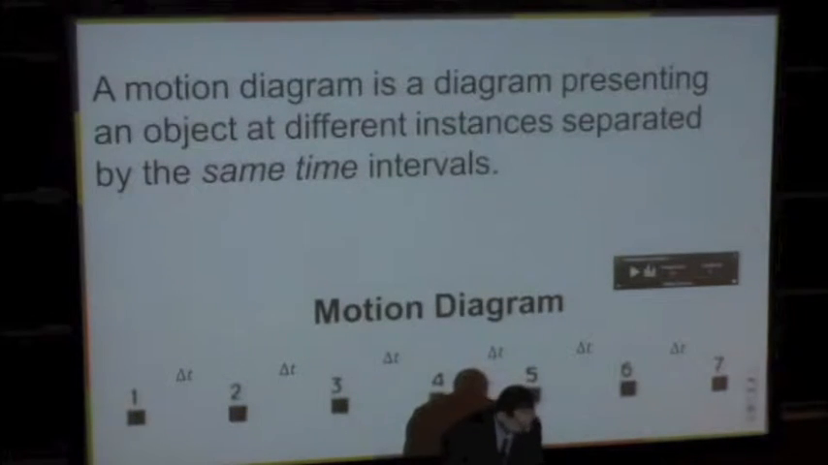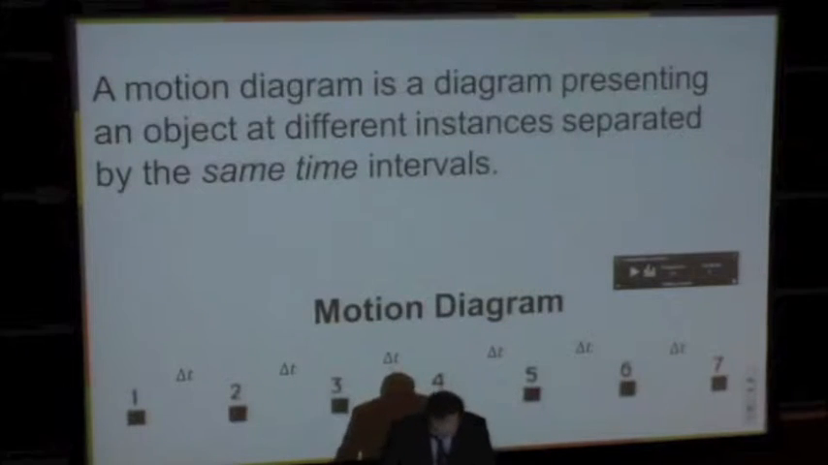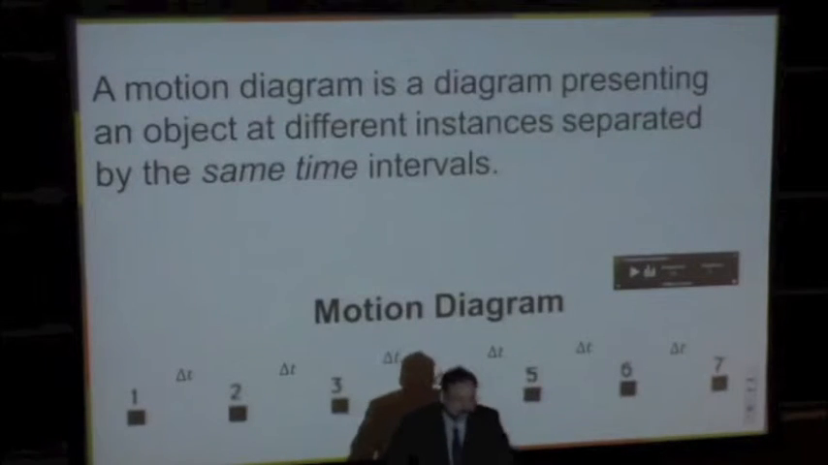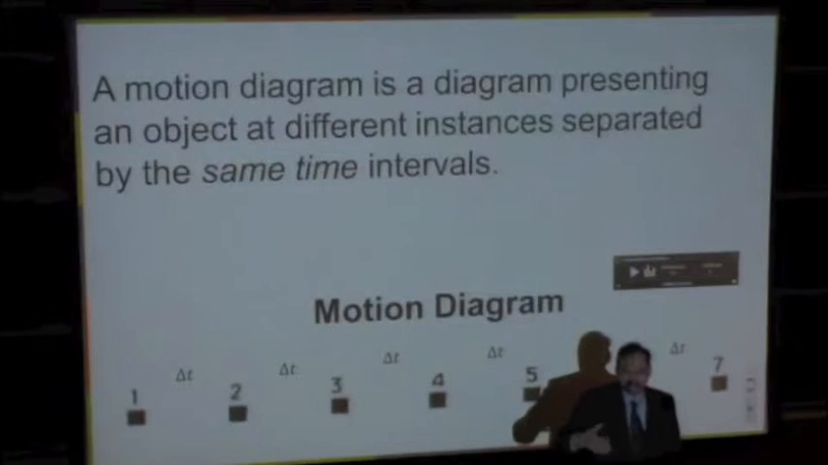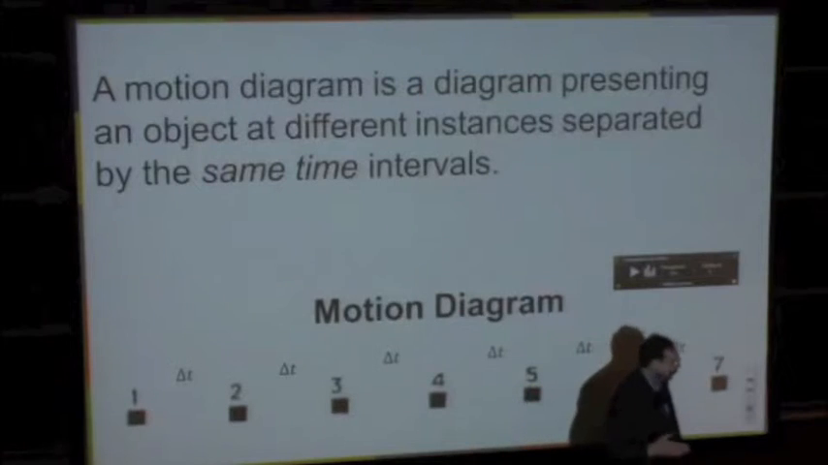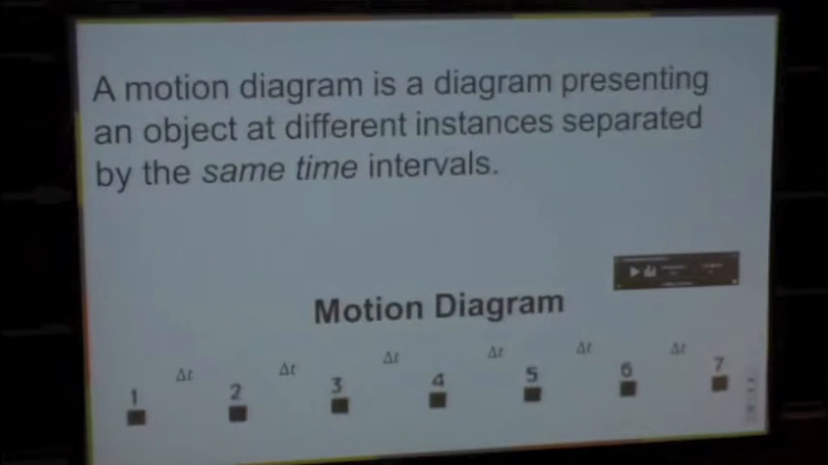A motion diagram shows the position of an object at different instances. And here in this picture, we can see it's been moving to the right. And if we call this, well, delta x, the time interval delta t, to characterize how fast it's moving, we would use this. That's what we call average velocity.